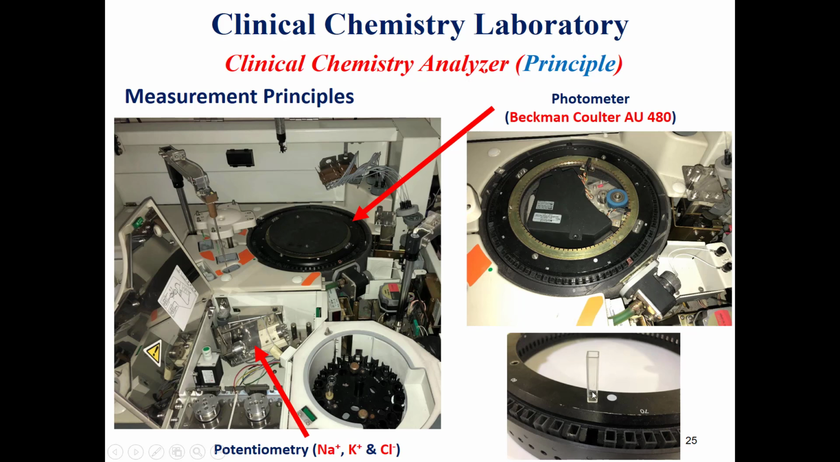Also, we see here the photo of this cuvette or reaction cell. This is a reusable type. We also have another type of reaction cuvette, which is semi-reusable or could even be disposable. Here is the part related to the ISE module, the ion selective electrode module, which is used to measure sodium, potassium, and chloride.